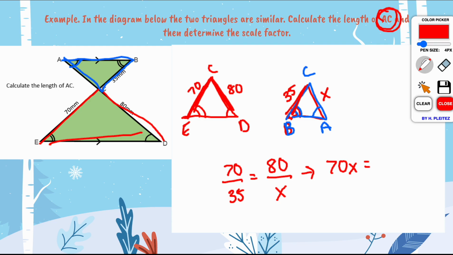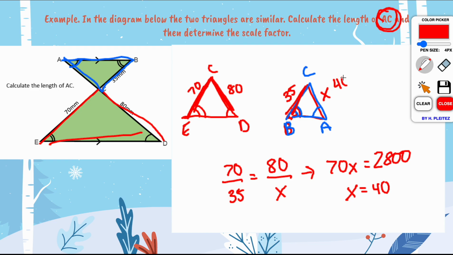I'm left to try to do this in my head. 210. Okay, hold on. It's 2,800. And then you want to divide by 70 on both sides, and you will get that X equals 40, right? So CA is 40. Then what we can do is we want to find the scale factor, right?